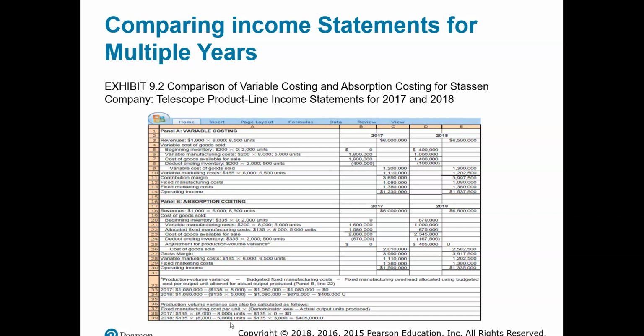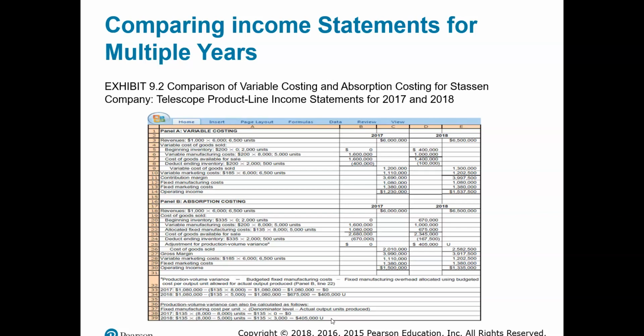So the difference in operating income between the two methods is going to be $405,000, and that is going to be unfavorable. Well, my operating income is going to be a little bit different. It's not going to be that, but my production volume variance rather is going to be $405,000 unfavorable. Why is it $405,000 unfavorable? Because I had capacity to make 8,000 units, but I only made 5,000 units.